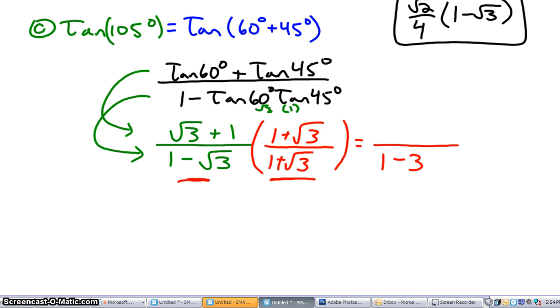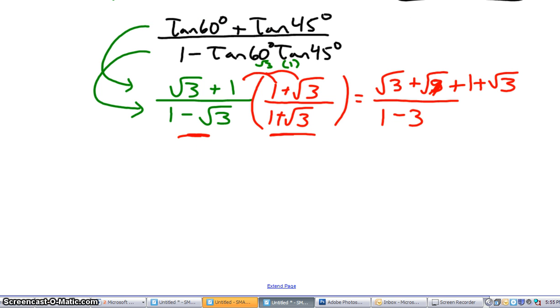In the numerator, if I actually do the FOIL and skip the shortcut, I would end up with a radical 3 plus a radical 9, which of course is going to be 3, a plus 1 as I start to do this part of the distributive property, plus a 1 plus a radical 3. So what I will get in my problem then, as this starts to simplify, is I will end up with a 2 radical 3 plus 4 in the numerator and a negative 2 in the denominator.